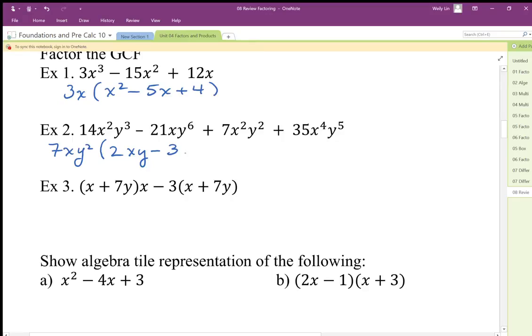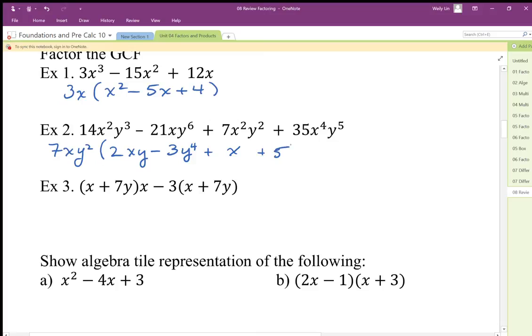No x's, y to the 4. So when the x's cancel, I have no x's. I don't have just x with no number on it, it's just no x's. Plus 7 divided by 7 is 1. X squared divided by x is x. Y squared divided by y squared is 1. Now we could put the 1's in there, but times by 1 doesn't show up.